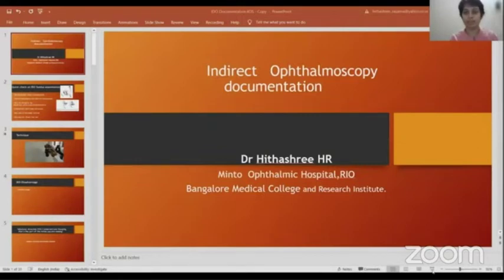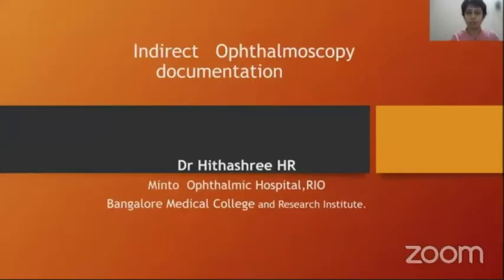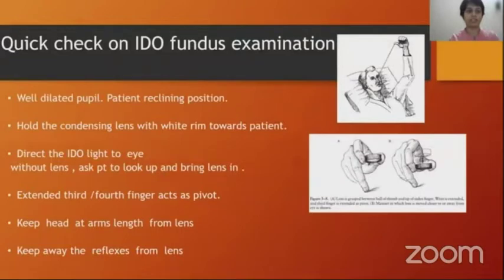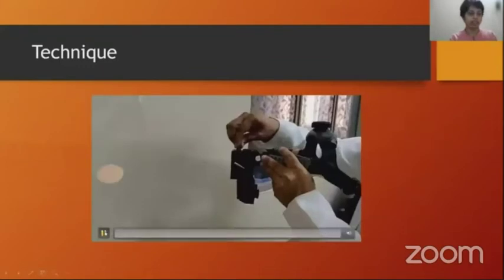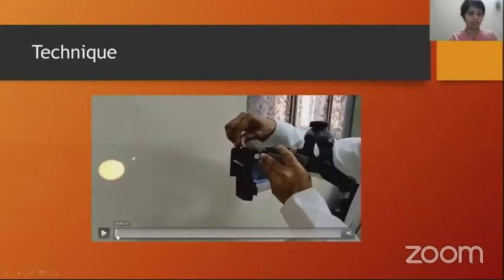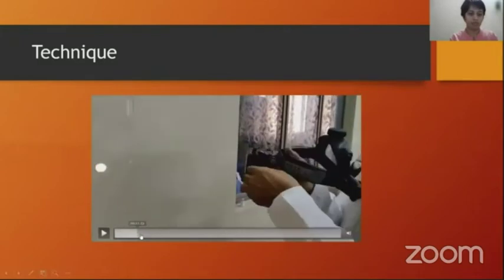So my topic is indirect ophthalmoscopy and documentation. Let's take a quick check on the idea of fundus examination. We need a well-dilated pupil, patient in reclining position. Hold the condensing lens with the wide thumb towards the patient. Direct the light to the eye without the lens, asking the patient to look up, then bring the lens in. The third or fourth finger is extended, acting as a pivot. Let's see the technique. So check the aperture of the IDO for the light spot.